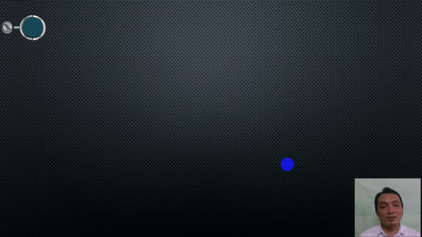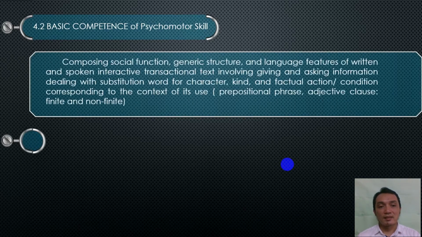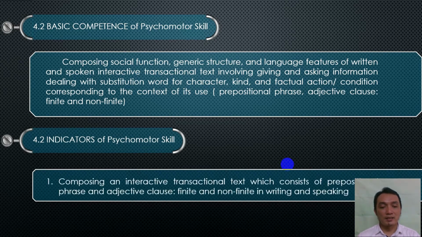Now students, we go to the next discussion, 4.2, basic competence of psychomotor skill. The content is composing social function, and so on until the last. The statement is similar to the cognitive skill, so I don't need to read all of them. Then next are the indicators. There is only one indicator that you should achieve in 4.2: composing an interactive transactional text which consists of prepositional phrases and adjective clauses, finite and non-finite, in writing and speaking.